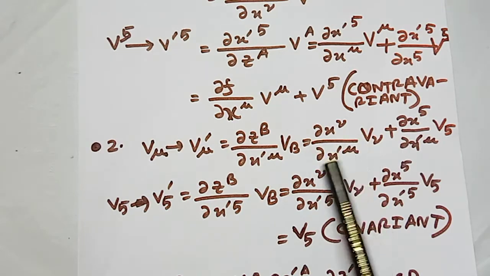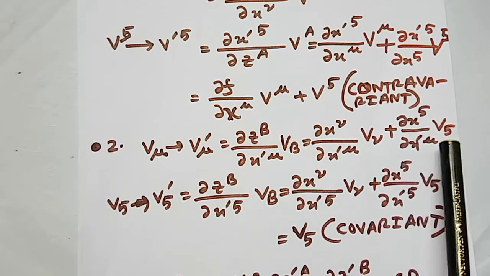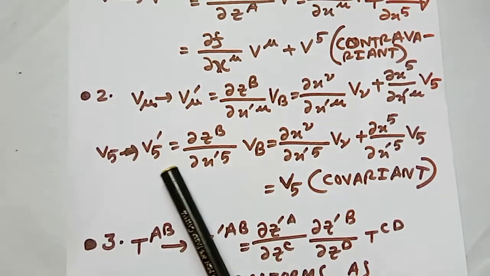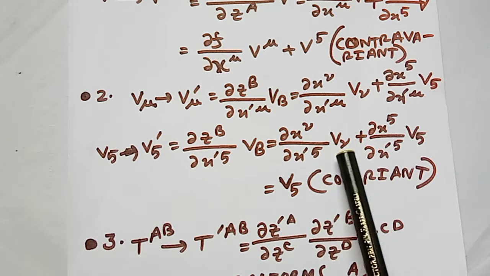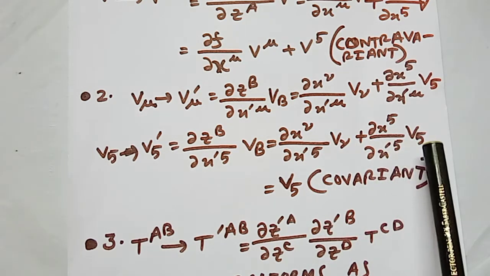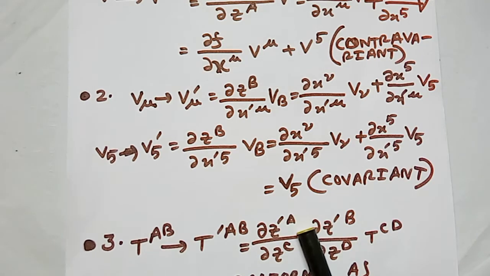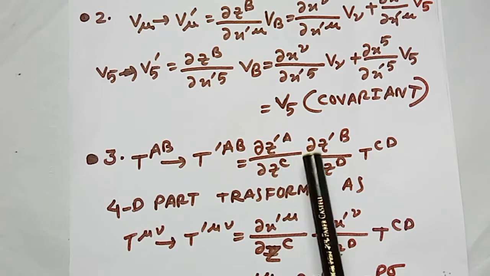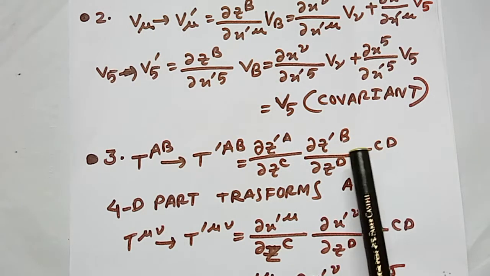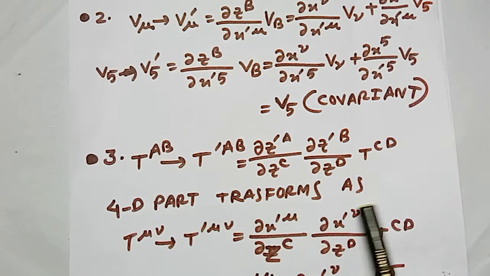And the covariant vector is V'_mu = (dz^B/dx'^mu) V_B = (dx^nu/dx'^mu) V_nu + (dx^5/dx'^mu) V_5, and V'_5 = (dz^B/dx'^5) V_B = (dx^nu/dx'^5) V_nu + (dx^5/dx'^5) V_5. The contravariant tensor of rank two is T'^AB = (dz'^A/dz^C)(dz'^B/dz^D) T^CD. And for the 4-dimensional part of the transformation, we note that T'^mu nu = (dx'^mu/dx^rho)(dx'^nu/dx^sigma) T^rho sigma. This is the 4-dimensional transformation for a contravariant second rank tensor.